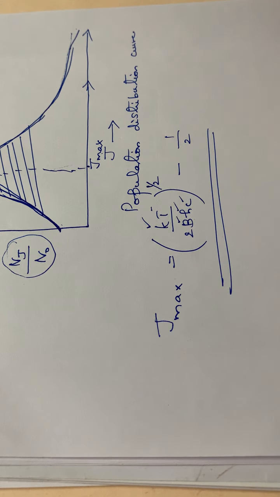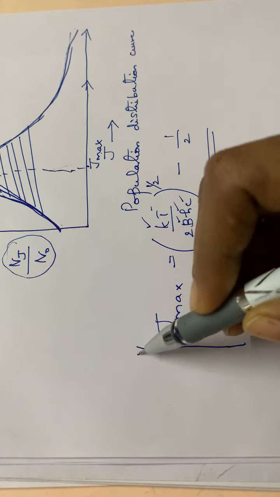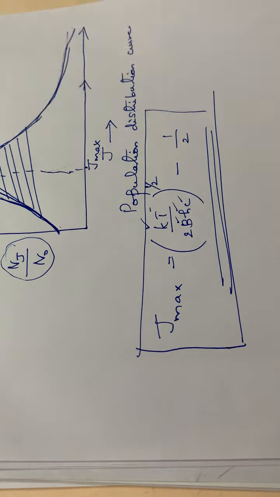So here the intensity of the spectral lines is very important, and it is determined by two factors, mainly population as well as degeneracy, and this is a very important topic. And one more topic today we are dealing with is the effect of isotopic substitution. So this formula you have to learn by heart. J max is equal to (kT divided by 2Bhc) the whole raised to half, minus 1 by 2.